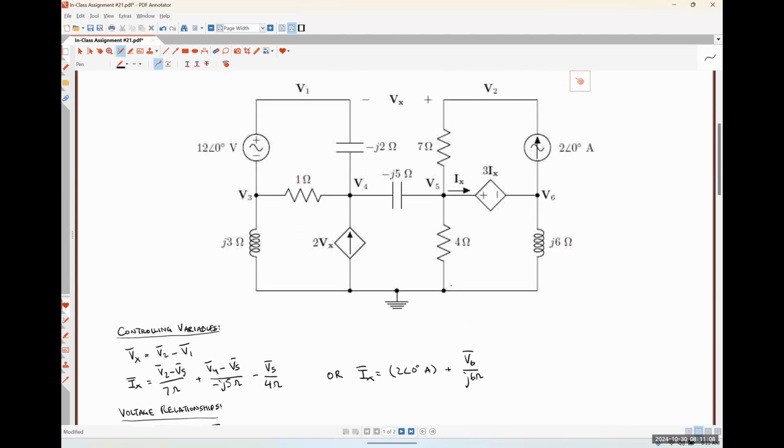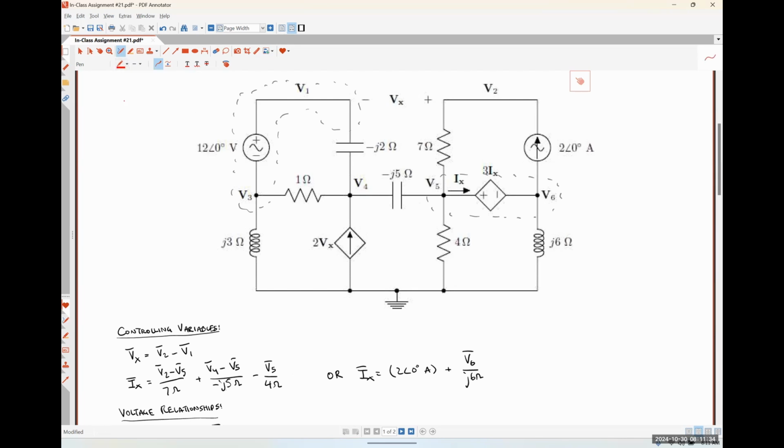So now I believe our next step would be to move on to our KCL at our supernode equations, right? So I'm just going to kind of draw a loop around our supernodes. Both of our voltage sources in this case are supernodes, and neither of them contain ground. So we're going to have to write KCL equations for both of them.